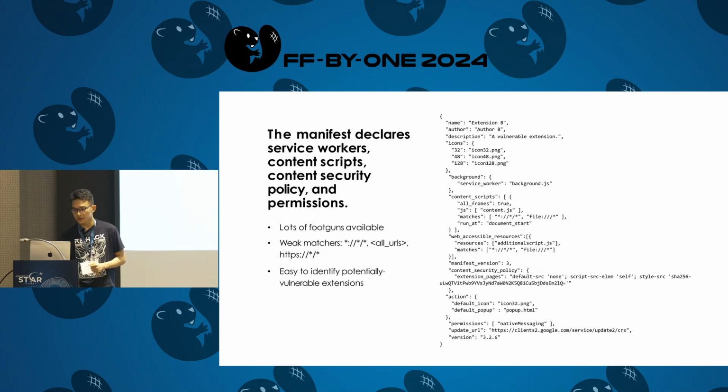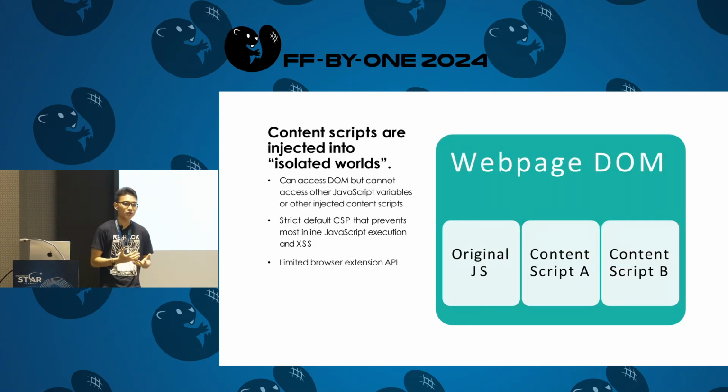So the second part is content scripts. I mentioned that your extension can inject scripts into any page, right? Now, of course, that does sound a bit scary, and that's why extension scripts are injected into what they call isolated worlds. That is Chrome's terminology for it. Basically, even though you inject it into a page, it can access the DOM, the document object model, but it cannot access other JavaScript variables of the scripts running on the page, or even other content scripts.